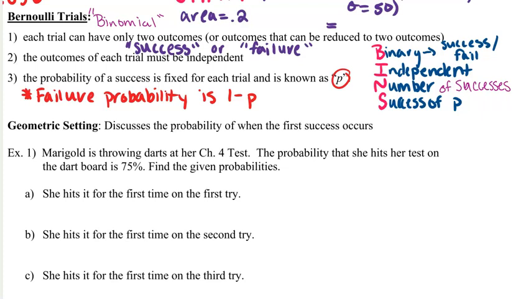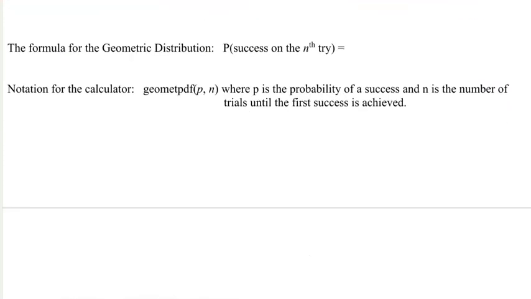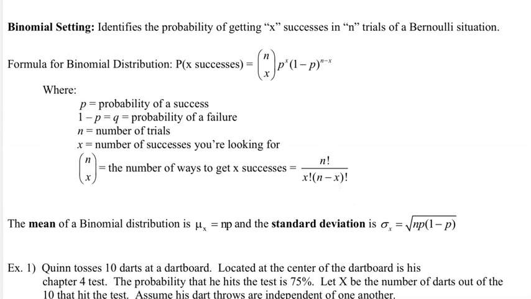Sorry, a geometric setting is also a Bernoulli. I know I said binomial earlier, but we're going to look at a binomial, which is a type of Bernoulli trial. We're going to look at geometric setting in a different video. I don't want us to get mixed up with those. So you're going to go to the next page and look at where it says binomial setting.